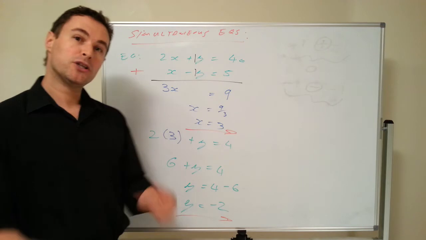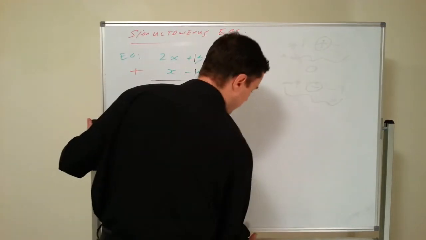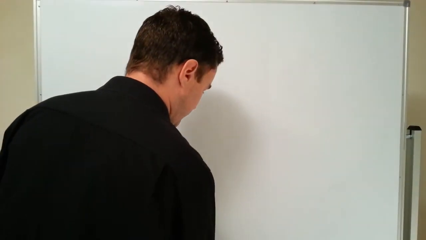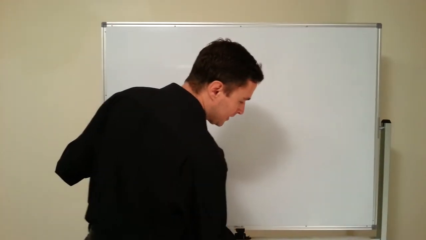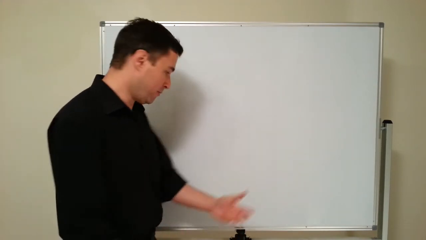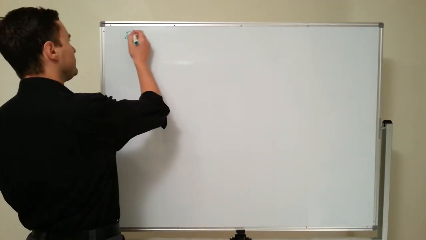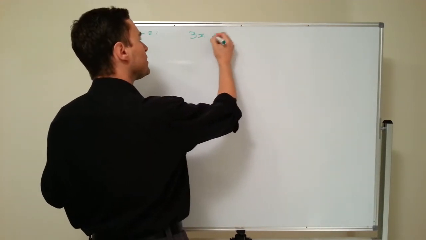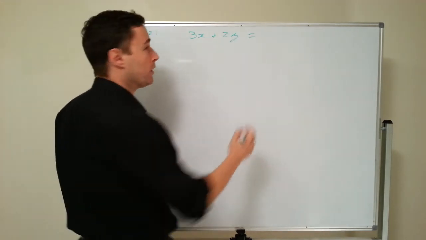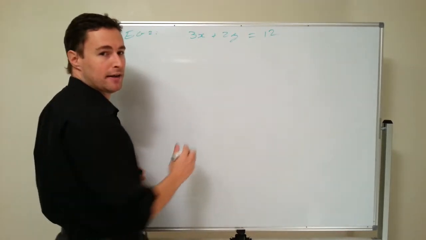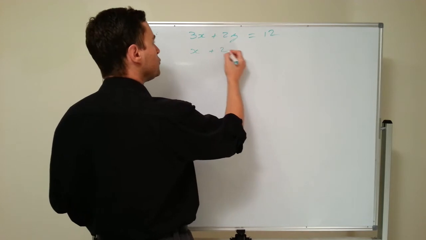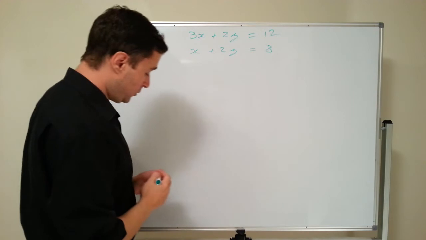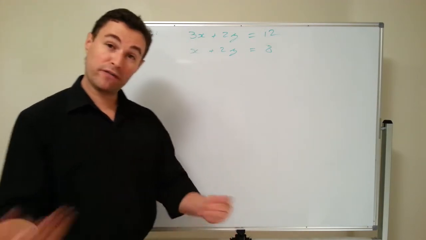Alrighty. Now, I want to show you another one, which will lead on to the trick. Well, not trick, but a short alliteration that I tell my kids so that they remember it. Okay, so let's look at another example, example 2. Look at 3x plus 2y equals 12, and then x plus 2y equals 8.